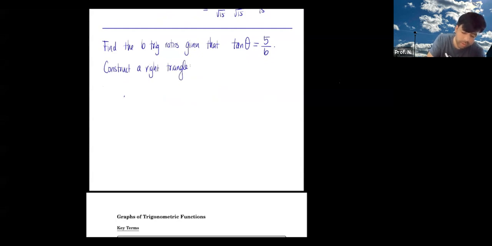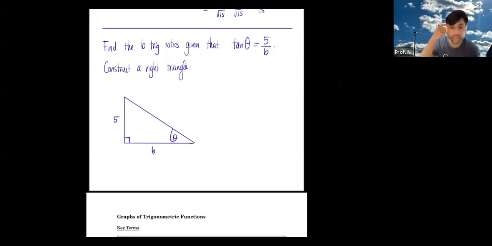So if I construct this right triangle, I know the opposite side will be 5, this will be 6. So I have to figure out the missing side. Something similar to what we've just done, right? It's just that these numbers here are not Pythagorean triples. So we're going to get something here that is a radical for the most part.